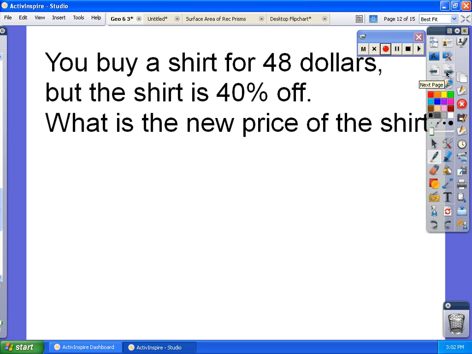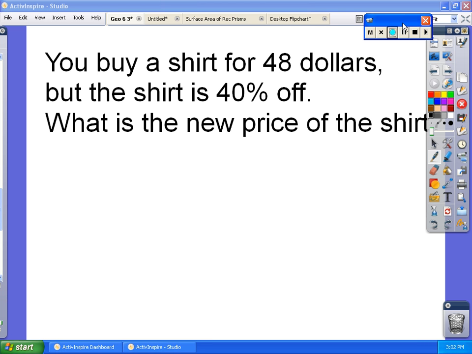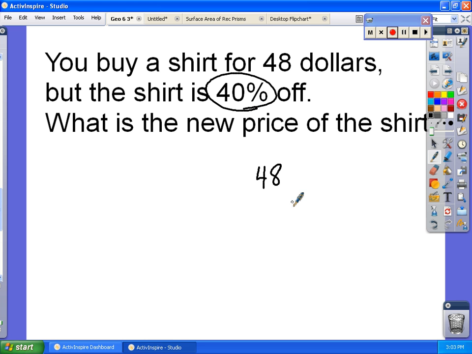First problem is when you have percent word problems. When you have percent word problems, the easiest thing to do is not a percent proportion. What you're going to do is use the percent of a number, and it's just multiplication. So if you buy a shirt for $48, but the shirt's 40% off, the way to find out exactly how much was taken off of the shirt is to find out what is 40% of 48. So instead of making a proportion, the way that we can solve these problems is to turn it into a decimal, which is 0.4.